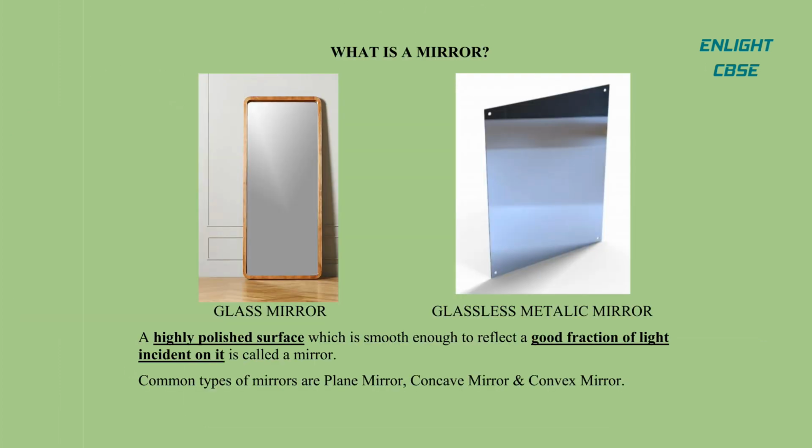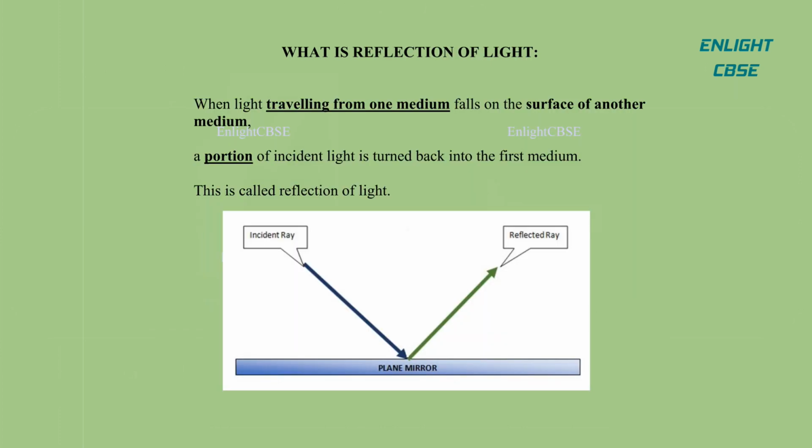What is a mirror? A highly polished surface which is smooth enough to reflect a good fraction of light incident on it is called a mirror. Common types of mirrors are plane mirror, concave mirror and convex mirror. What is reflection of light? When light traveling from one medium falls on the surface of another medium, a portion of incident light is turned back into the first medium. This is called reflection of light.